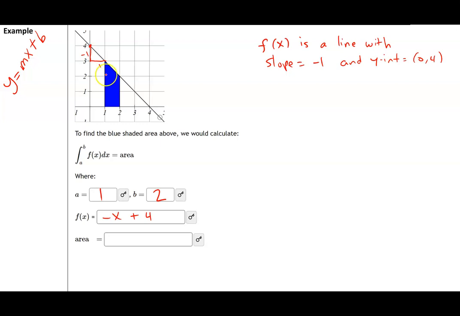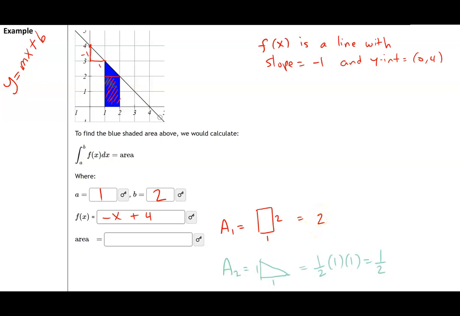But now we got to find the area of this blue shaded region. Well, the blue region, we can split this up into 2 different parts, a rectangle and the triangle right above it. So the area of a rectangle is given by the length times the width. So this rectangle has a length of 1 and a width of 2. So it's a 1 by 2 rectangle. So its area is 2.